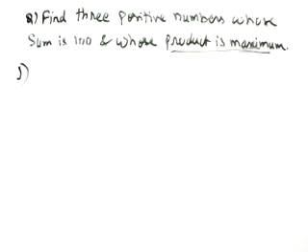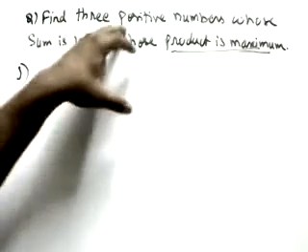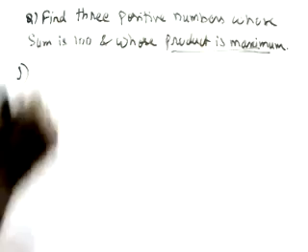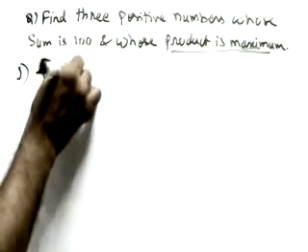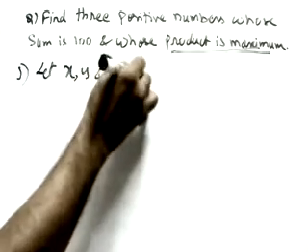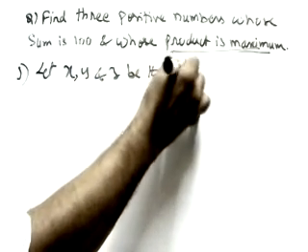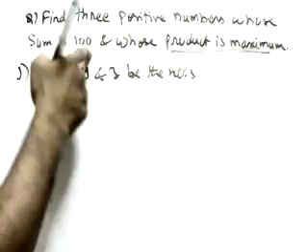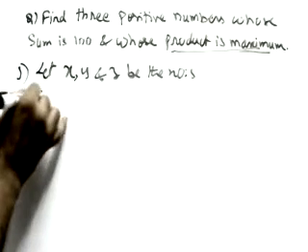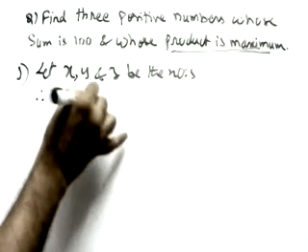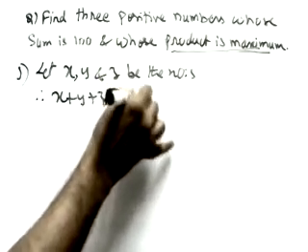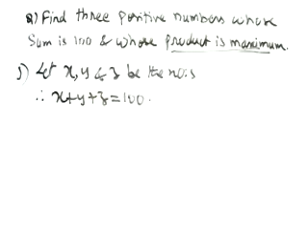We have already done 2-3 questions in the previous part. So let me start now. Find three positive numbers whose sum is 100. Let x, y and z be the numbers. Therefore, given x plus y plus z equals 100.